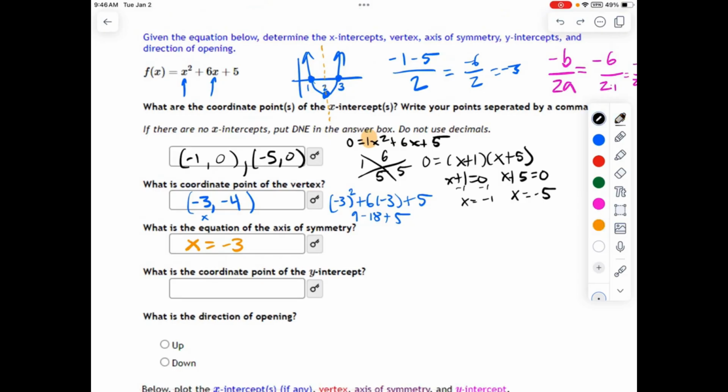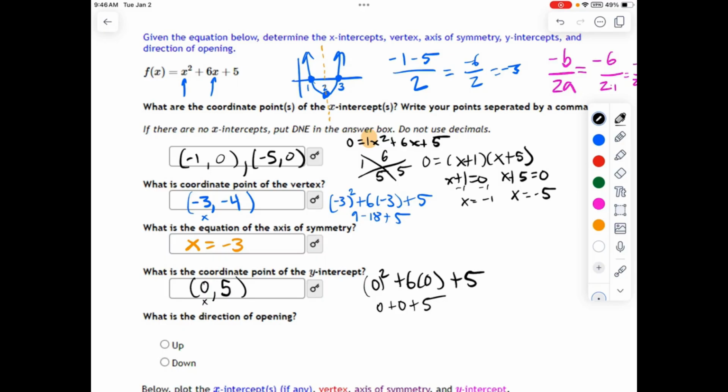Alrighty, now the coordinate point of the y-intercept. This one's not too bad to find. A y-intercept we know is written as 0, comma something, where the 0 is in place of x. Plug in 0 for x, that's all you have to do. So then we have 0 squared plus 6 times 0 plus 5. Now if you put those parentheses there or not, this one it won't matter, but if you're not sure when it does or doesn't, always just put them to be safe. So 0 squared, 0, plus 6 times 0, 0, plus 5, 5.